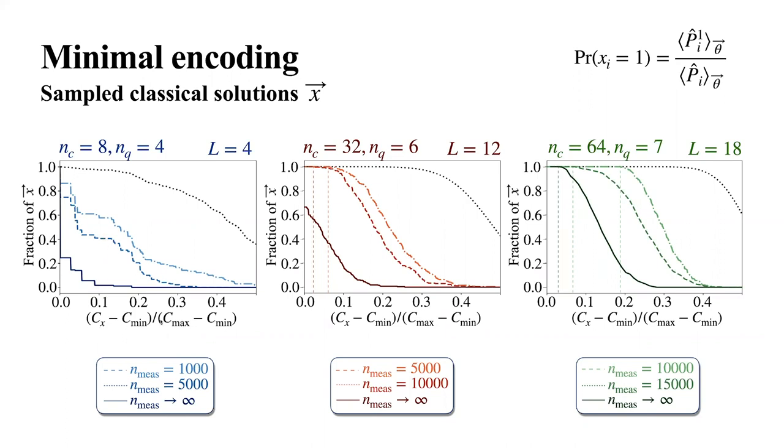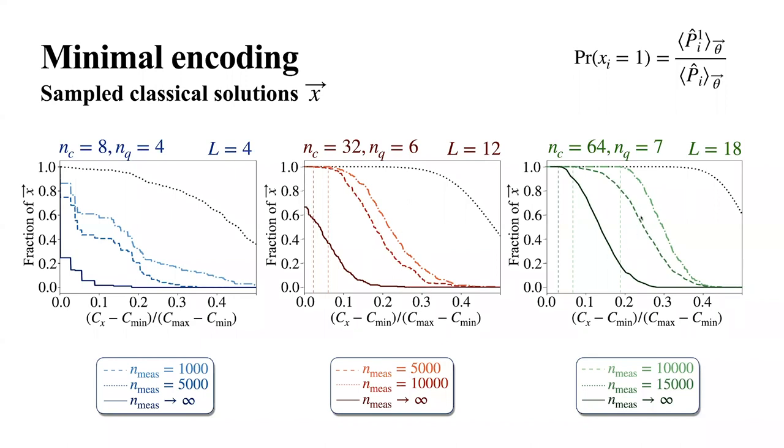Okay, so here I have renormalized energy that goes from 0 to 1. 1 is the worst solution, 0 is the exact solution. So for infinite measurement, you can see, for example, by this line that almost 80% of my solutions drawn are the exact one. And the same here, this gap is exactly the number of exact solutions.